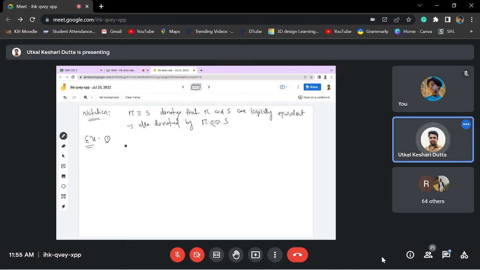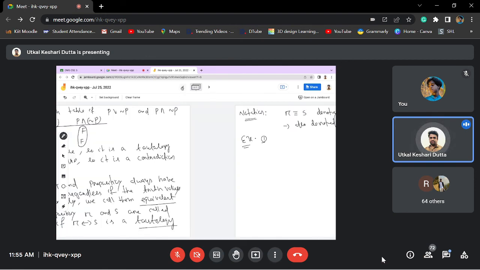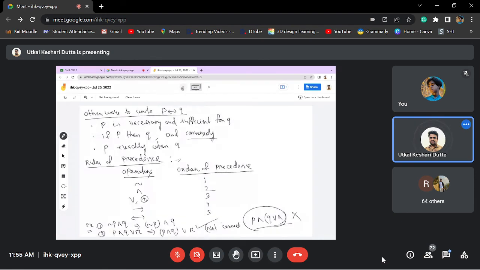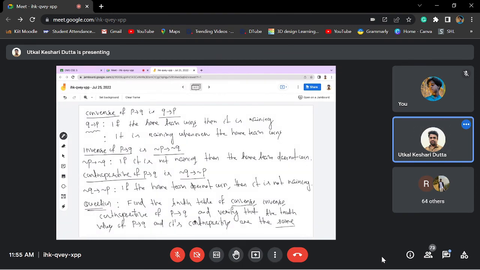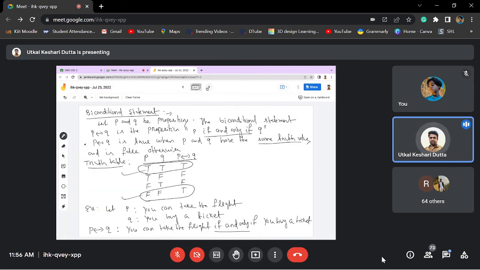Examples. Give me two component propositions whose truth values are the same, that are equivalent. We have already written one problem: verify that the truth values of P conditional Q and its contrapositive are the same. Truth values are same means they are equivalent. You can find from the truth table that they are the same.